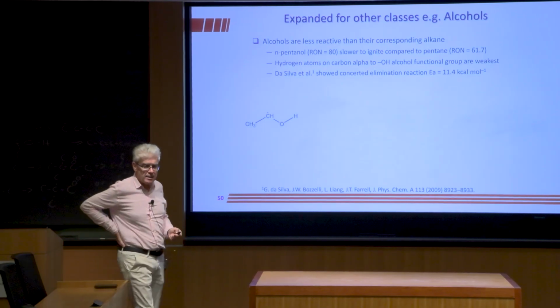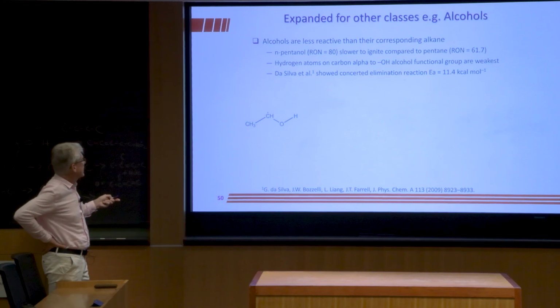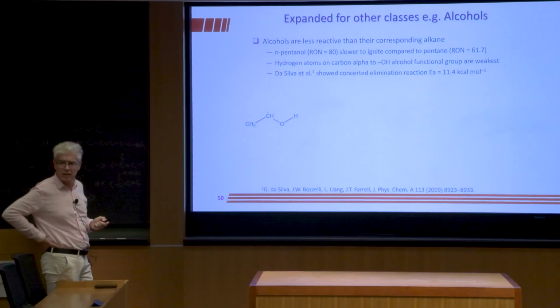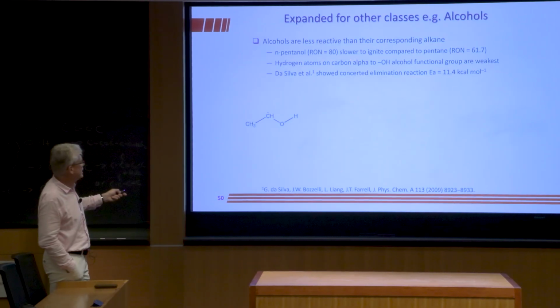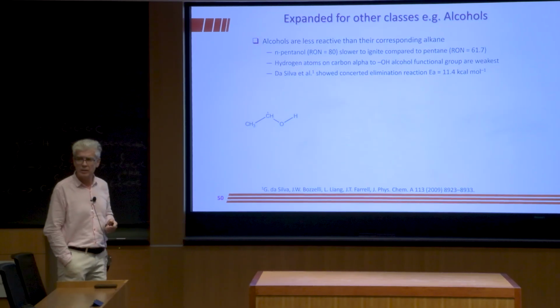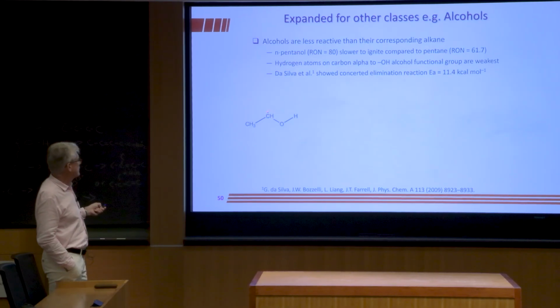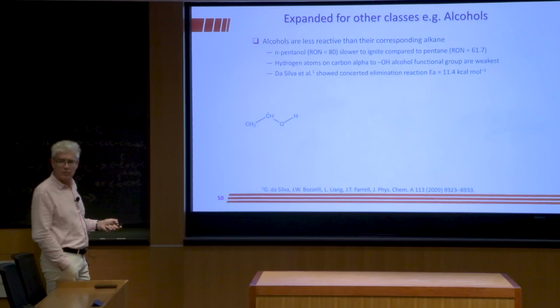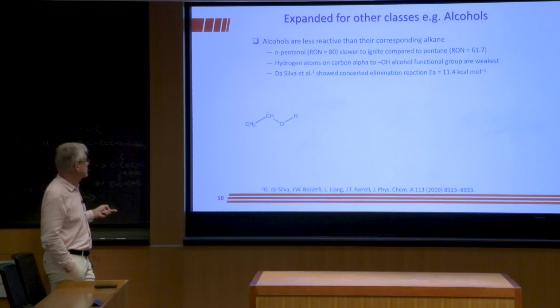Okay, so we can expand then our knowledge of the chemistry, of low temperature chemistry, to other classes like alcohols. But generally, alcohols are less reactive than their corresponding alkane, right? So n-pentanol has a research octane number of 80, and it's slower to ignite compared to pentane, which is a research octane number 61.7, right? So the hydrogen atoms alpha to the carbon-OH functional group are the weakest, okay? And I'll show you this, I think tomorrow, right? I actually have things to show this.